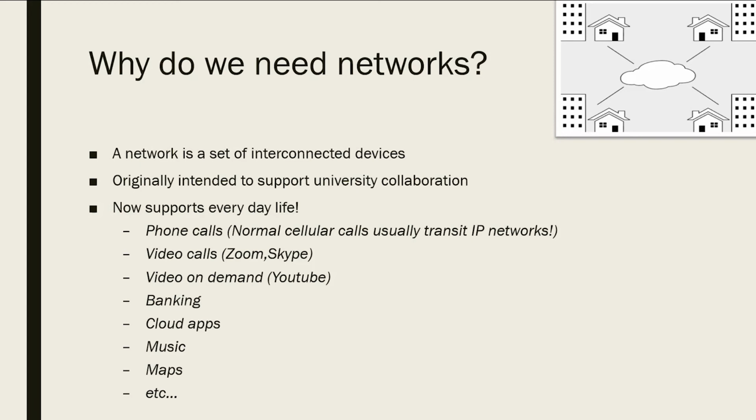You've got video calls like what we're doing right now, Zoom, Skype, or Teams. You've got things like video on demand like YouTube. You've got banking, cloud apps, music, maps. A world of possibilities are enabled with the use of networks. And obviously a lot of those things that I just mentioned are summarized by calling it the internet. But realistically, the internet is only one portion of networks across the world.